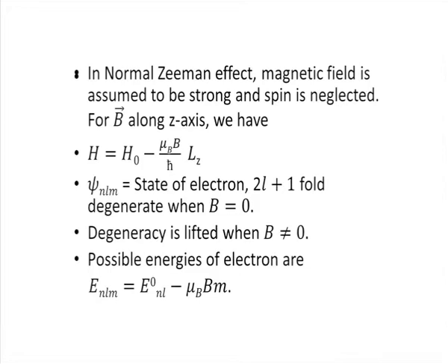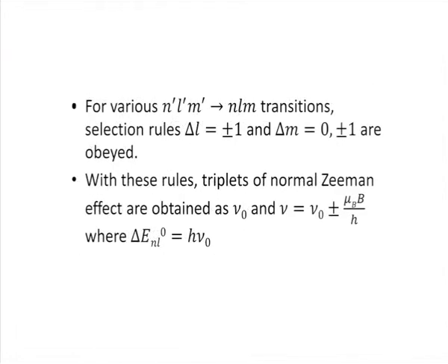So, the modification is minus mu_B B m, and it depends on the m quantum number. Now, for various n', L', m' to n, L, m transitions, the selection rules delta L equal to plus minus 1 and delta m equal to 0, plus minus 1 are obeyed. With these rules, the triplet of the normal Zeeman effect is observed, where nu is equal to nu_0 plus minus mu_B B by h, where delta E_n is h nu_0.